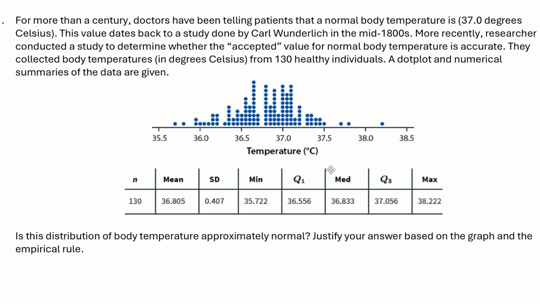There should have been a temperature here in Fahrenheit, so 98.1, right, or whatever, which is 37 Celsius. This value dates back to a study done by Carl Wunderlich in the mid-1800s. More recently, a researcher conducted a study to determine whether the accepted value is accurate.